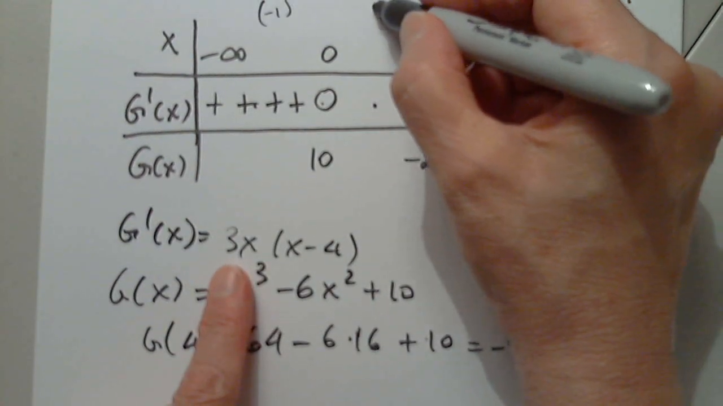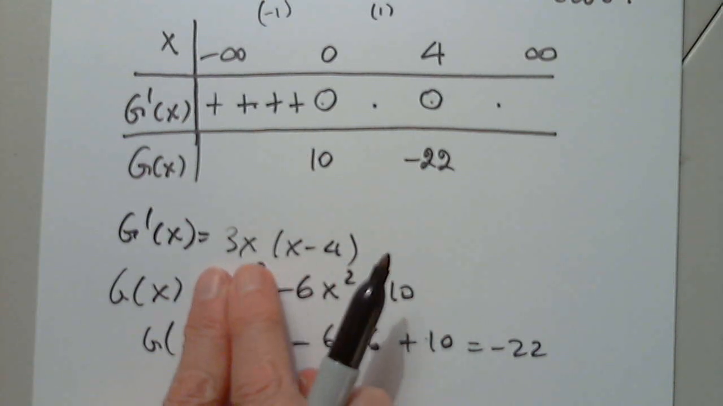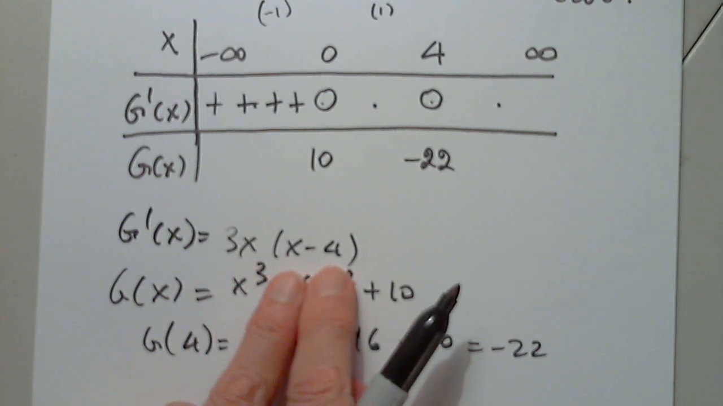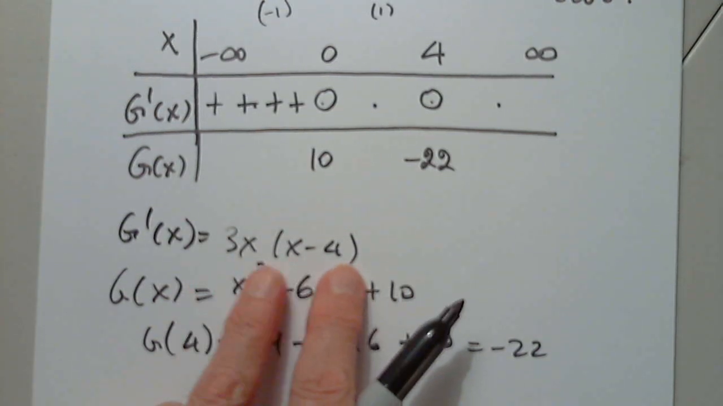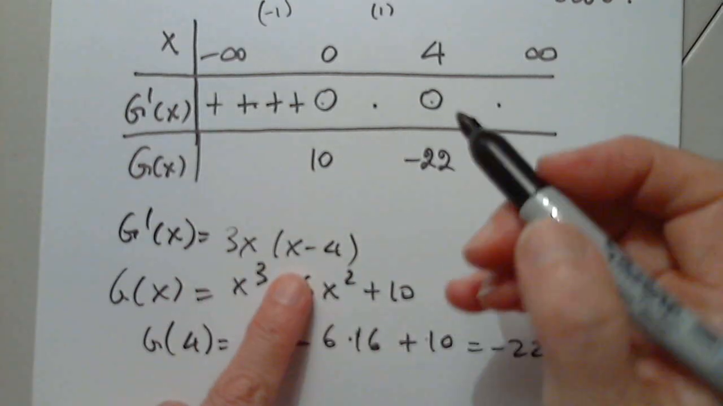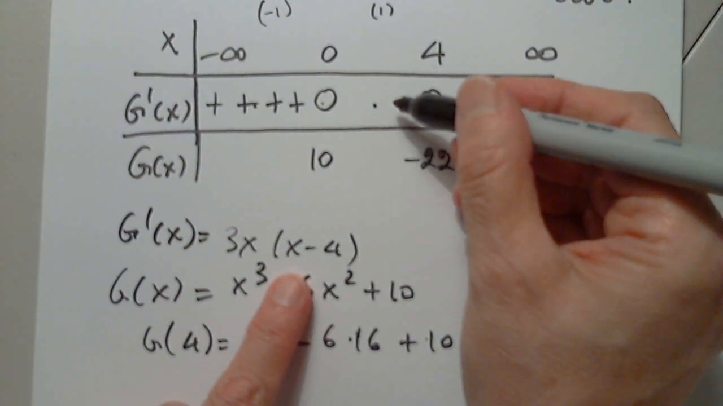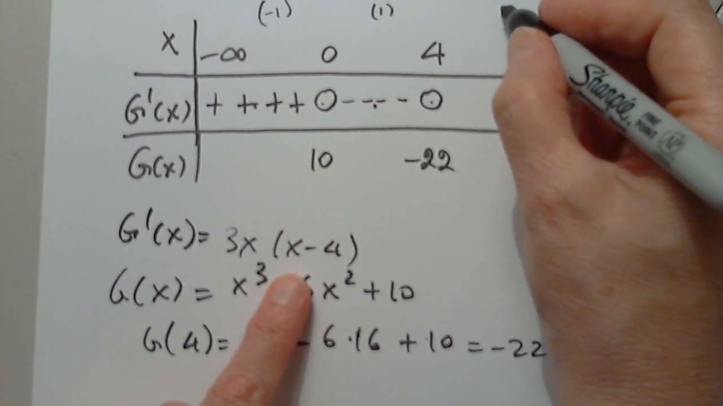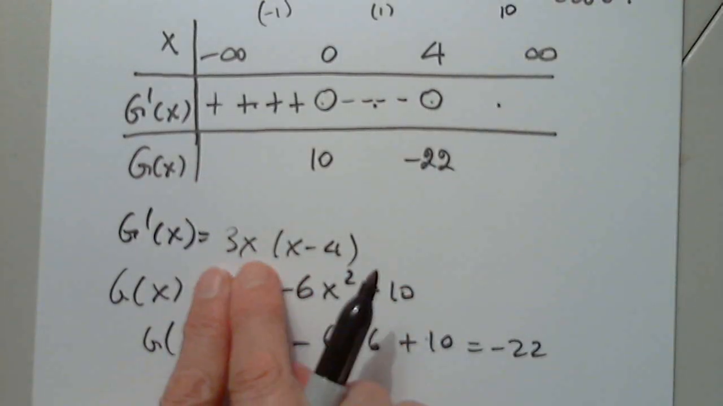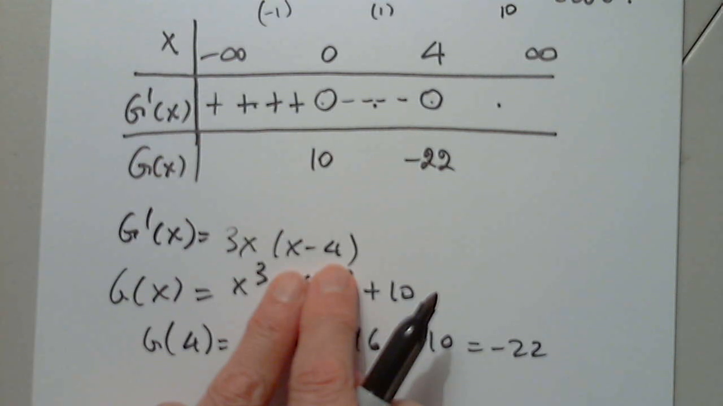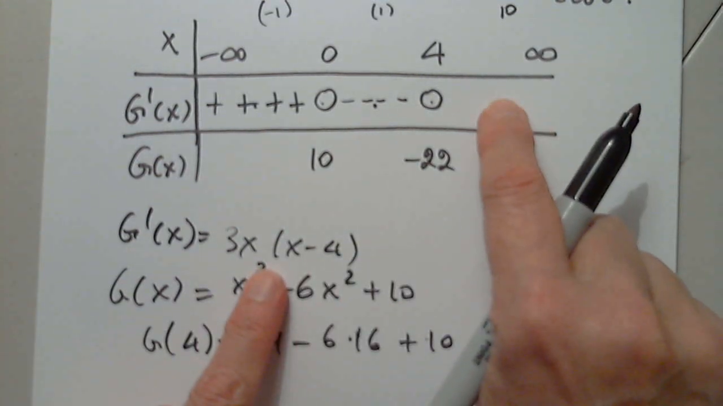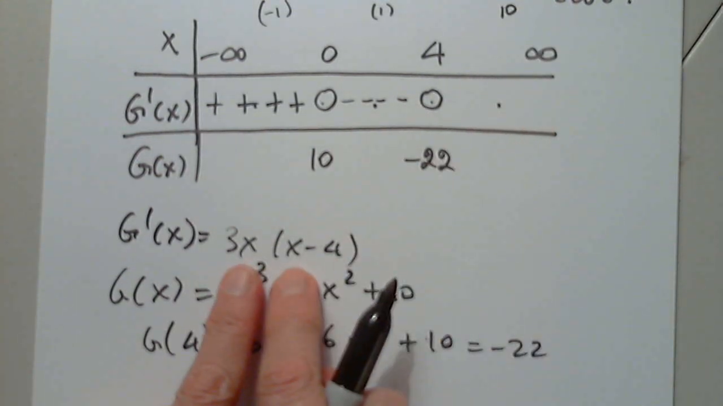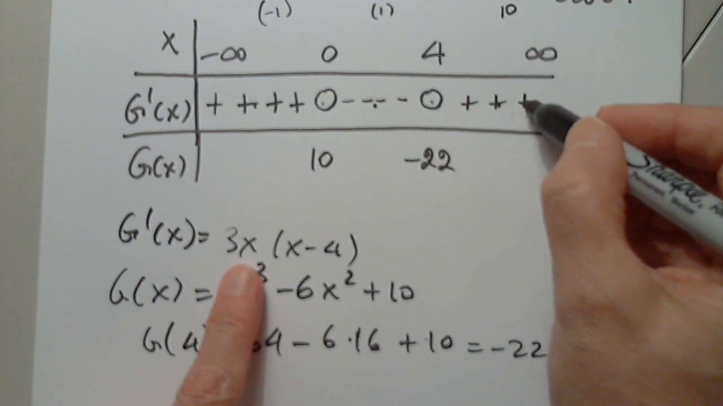Now I'm going to plug in 1. This is 3 and this is negative 3. I only need the sign of 3 times negative 3 and I'll put it here. Negative. Excellent. Thank you very much. Finally, I'm going to pick 10. 30 times 6. I just need the sign. Positive. Thank you very much.